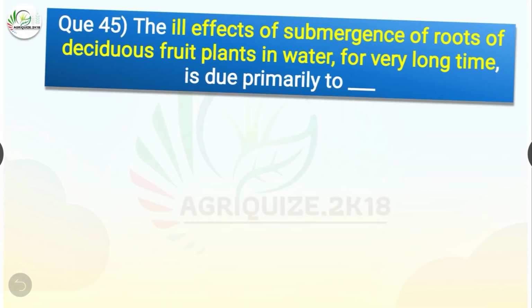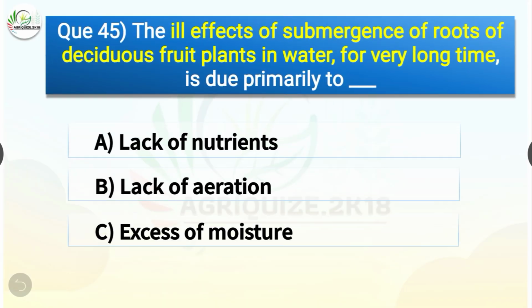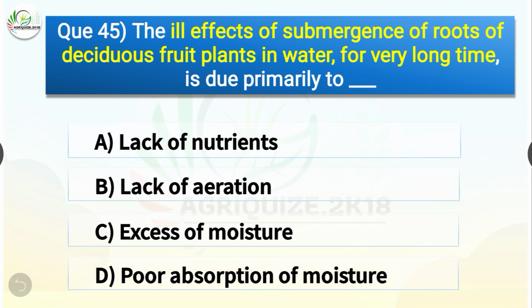Question number 45. The ill effects of submergence of roots of deciduous fruit plants in water for very long time is due primarily to dash. The options are lack of nutrients, lack of aeration, excess of moisture, or poor absorption of moisture. The correct answer is option B, lack of aeration. So the ill effects of submergence of roots of deciduous fruit plants in water for very long time is due primarily to lack of aeration.